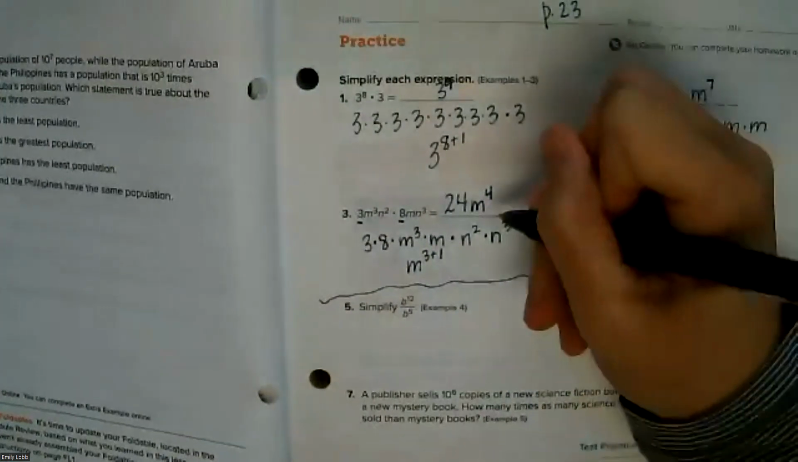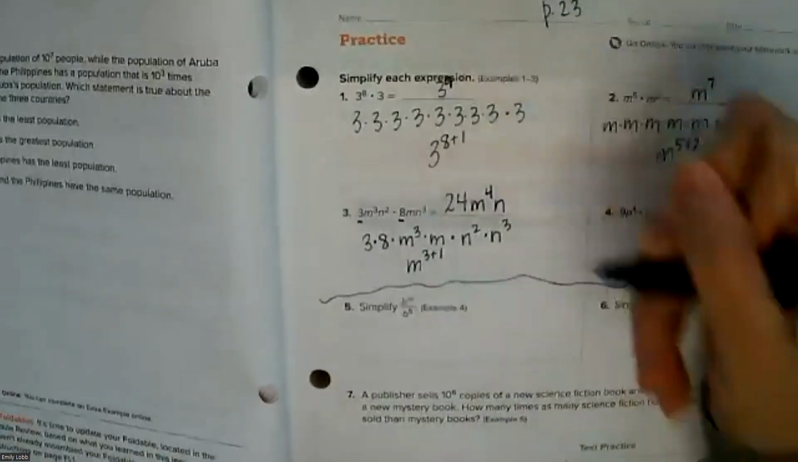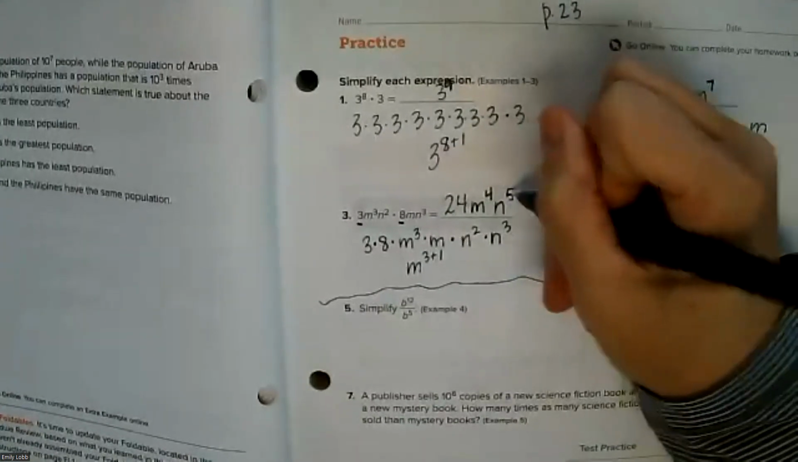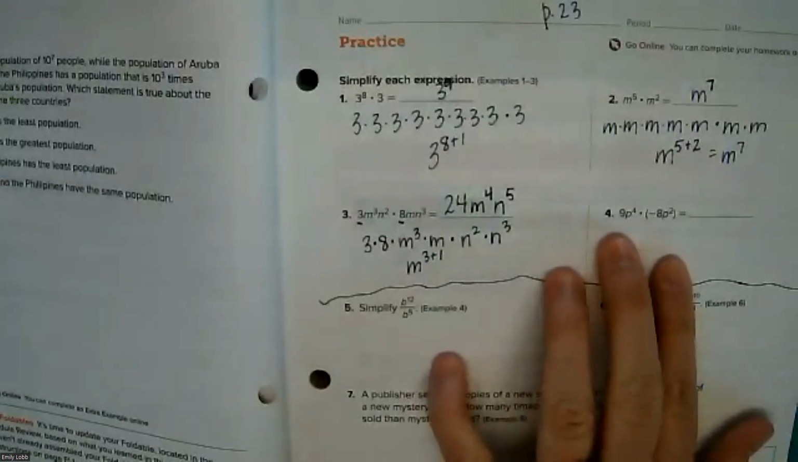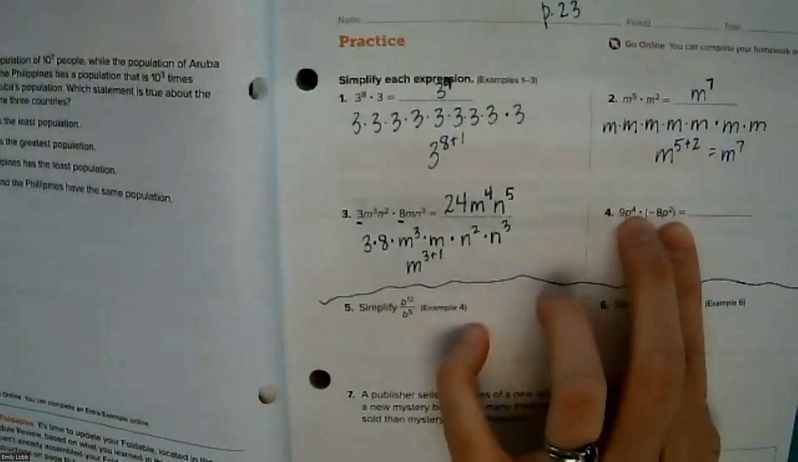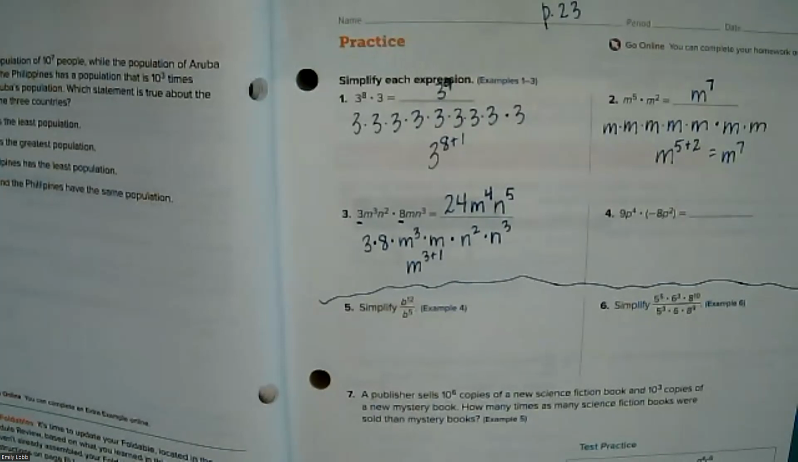Now how many factors of n do I have? 5. Excellent. Does that make more sense? So hopefully you can do 4, right? Multiply your coefficients. Then figure out how many factors of p you have. So 4 is yours.